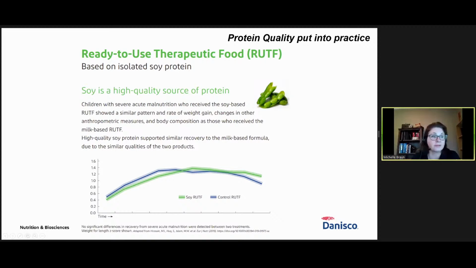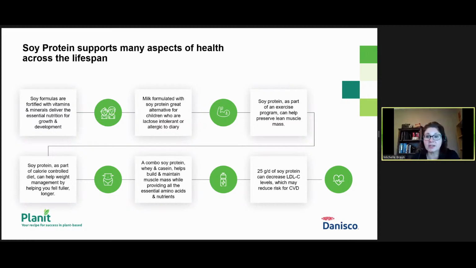Now, let's talk a little bit more beyond the needs of children who are suffering from severe acute malnutrition to the evidence that has been established on how soy can support many aspects of health across the lifespan. Soy is probably the most well-studied plant source of protein, where research substantiates its effects supporting healthy growth and development, which we've talked about. But soy has also been shown to support several aspects of weight management and lean tissue. What may be best known, due to the hundreds of studies investigating this area, are the heart health effects that have led to numerous claims in countries around the globe.